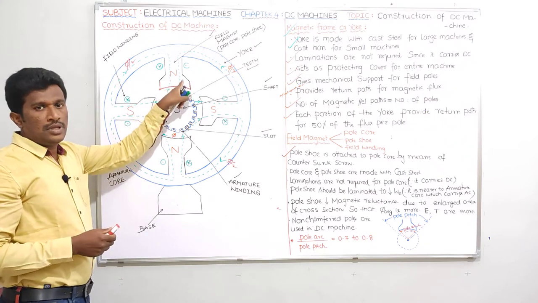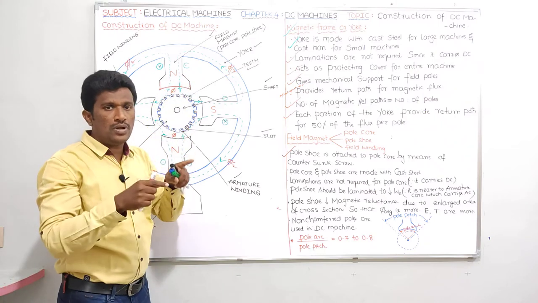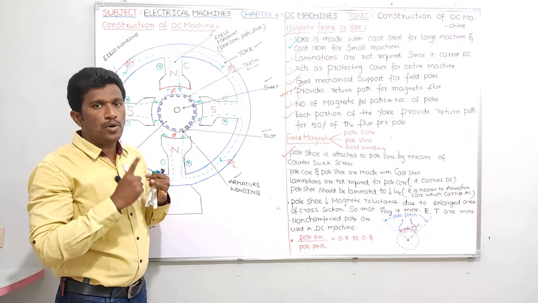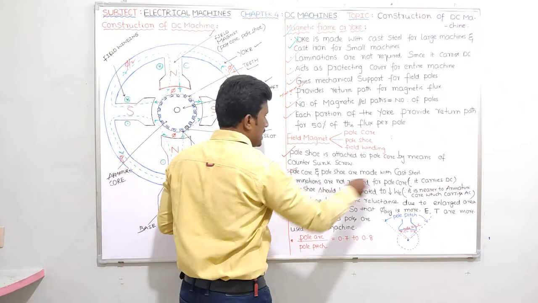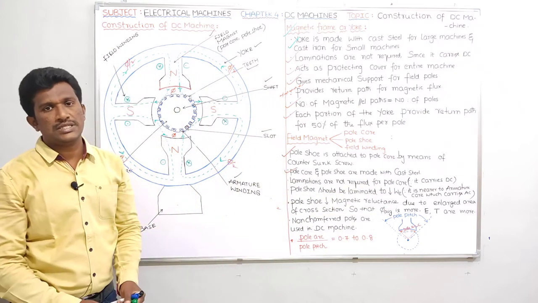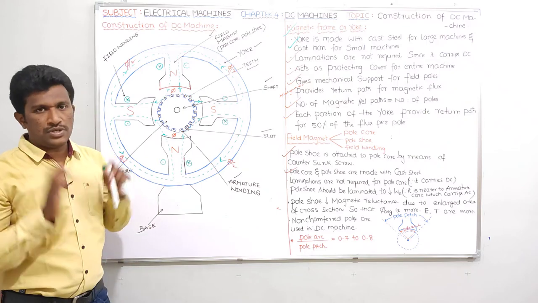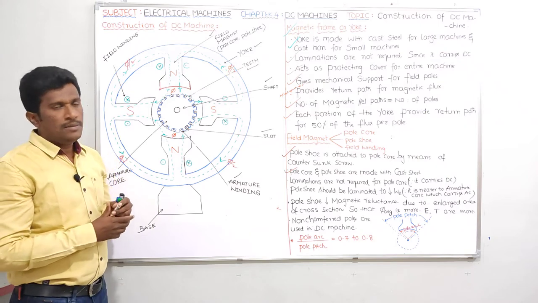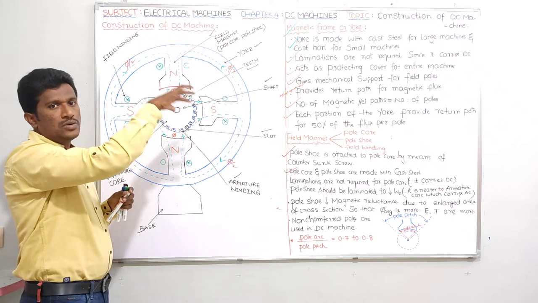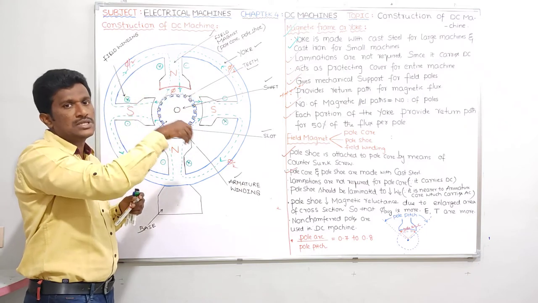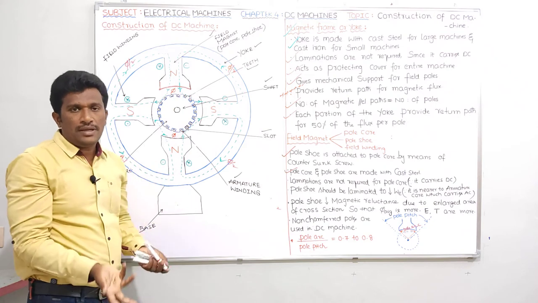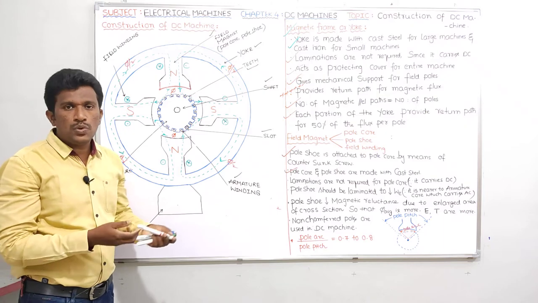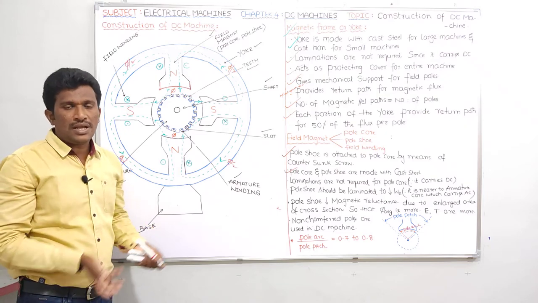In that pole core you have to provide some slots, and in those slots you have to place the field winding. The pole core and pole shoe are made up of cast steel. Now let me ask a simple question: do you want to provide any laminations for the pole core? No. Why? Because on the pole core, slots are there and in those slots we are placing a field winding. The field winding carries DC supply. There is no eddy current loss concept for DC supply. Therefore, there is no need to provide laminations to reduce eddy current losses, because it is carrying a DC supply.